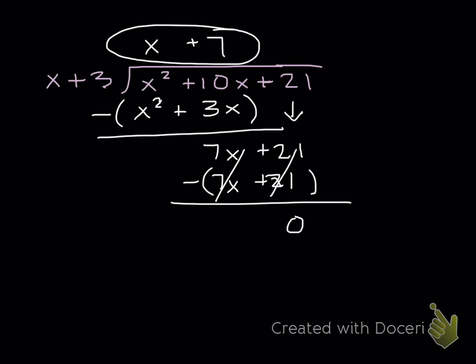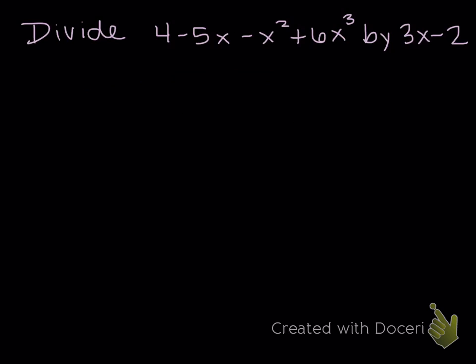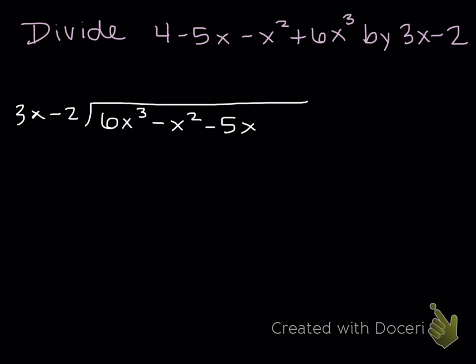The next two that we're going to do are going to be a little bit more challenging and more on a pre-calc level. So here we're dividing 4 minus 5x minus x squared plus 6x cubed by 3x minus 2. So 3x minus 2 goes on the outside. You should also notice that all your terms are out of order. You have to put them in standard form. So I have a 6x cubed. I have a negative x squared, a negative 5x, and a plus 4.